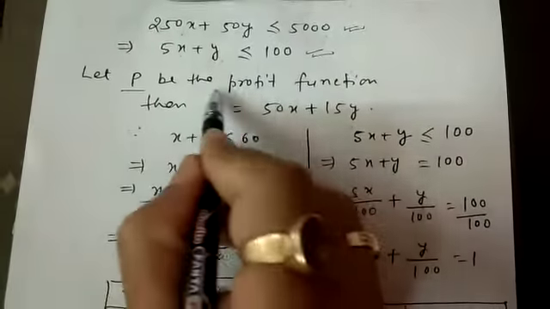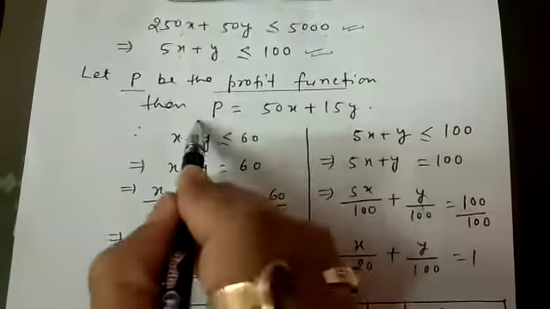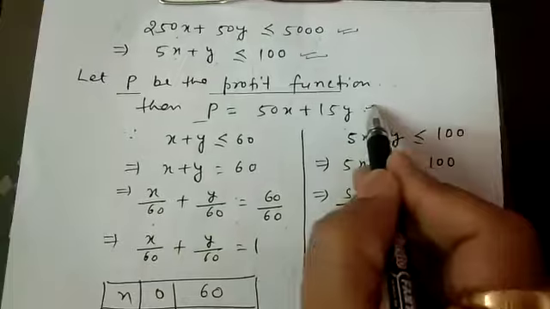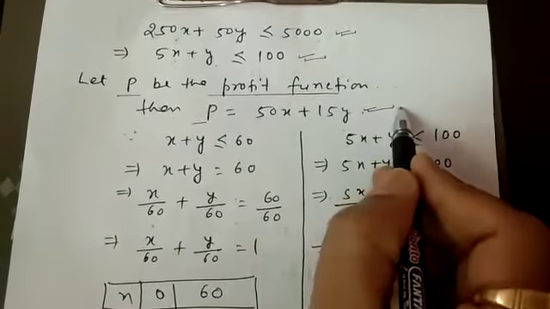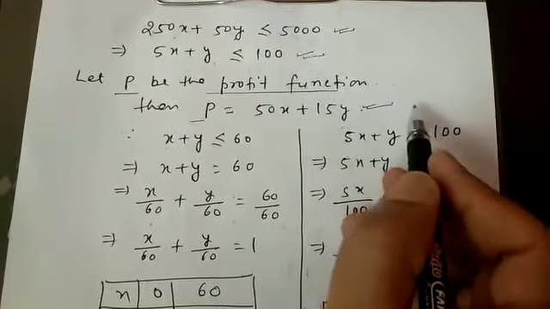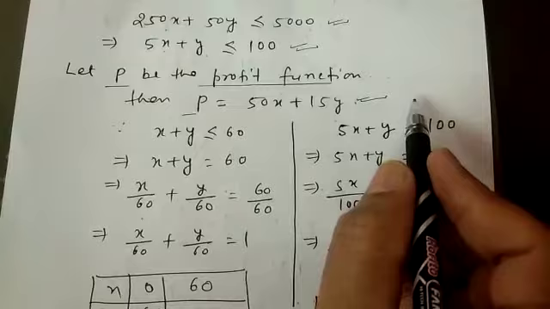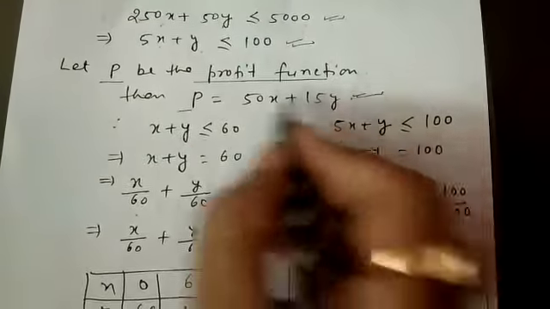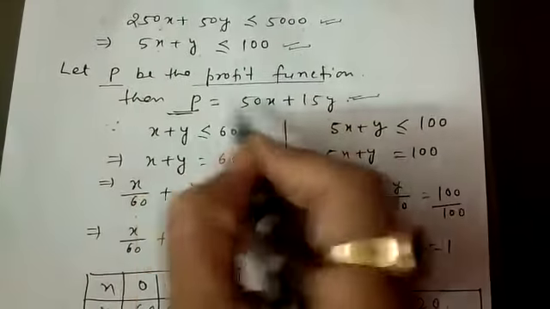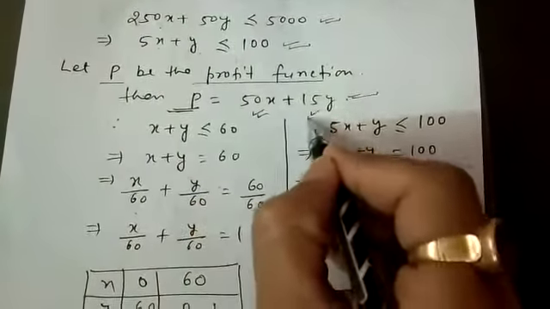Let P be the profit function. Then P equal to 50x plus 15y. क्यों? उसे एक टेबल और एक चेयर पर, 50 रुपीज़ प्रॉफिट होता है टेबल पर और 15 रुपीज़ प्रॉफिट होता है चेयर पर. So this becomes P equal to 50x plus 15y.